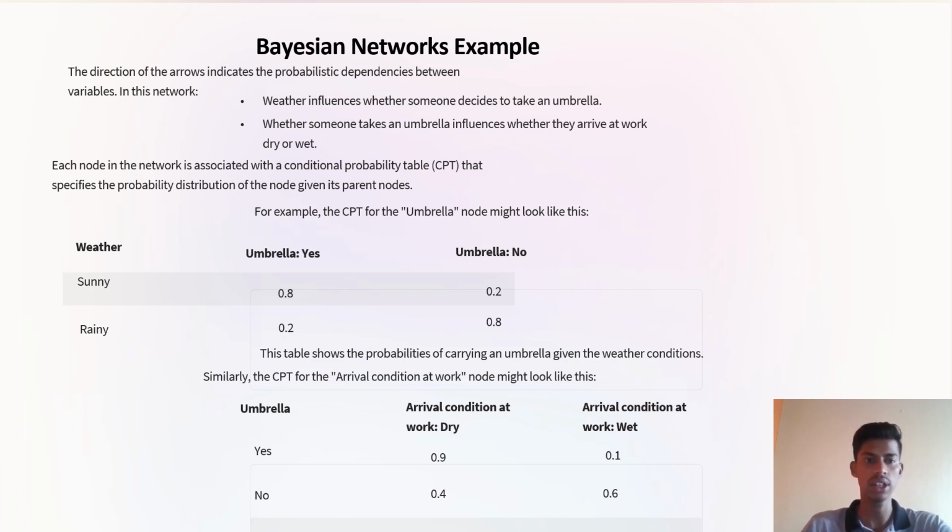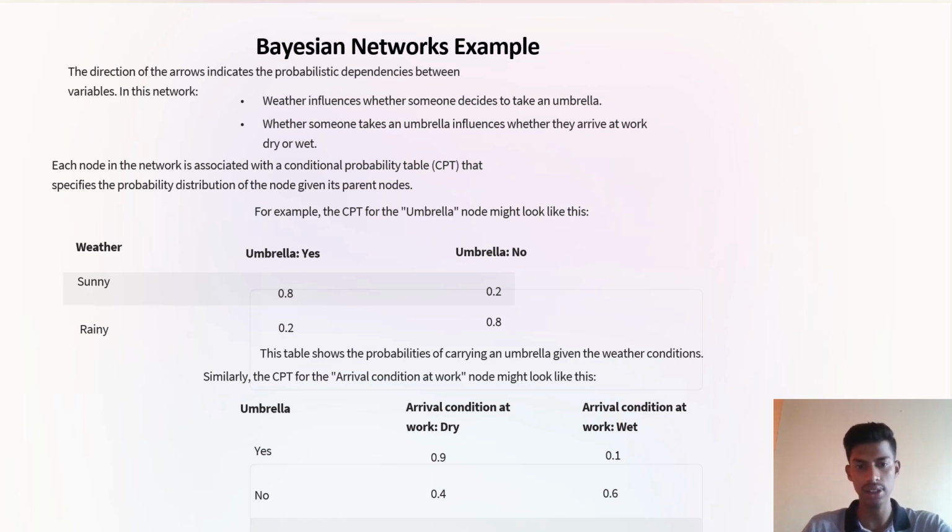So each node in the network is associated with a conditional probability table that specifies the probability distribution of the node given its parent node. As we can see over here, the weather is the first variable, where we are taking umbrella, yes or no. The condition is yes or no. So the probabilities can be explained in such a way.